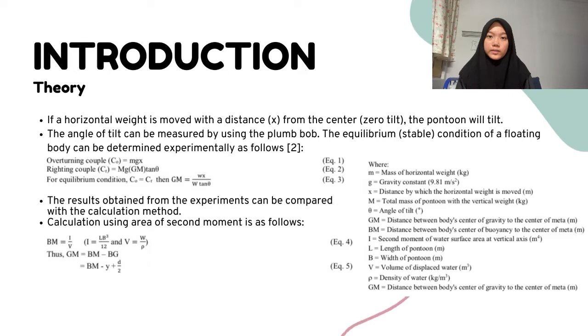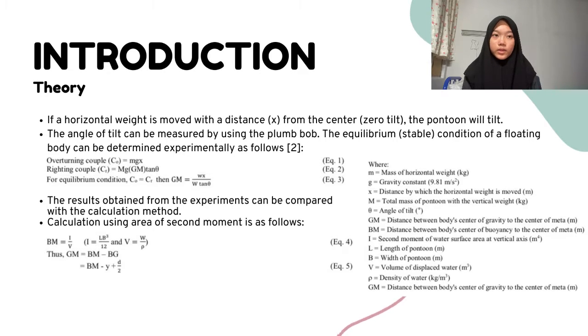We could also determine the equilibrium condition of a floating body experimentally using the equations and formulas below. In equation 1, we have C0, which is the overturning couple, equal to mgx. m stands for mass of the horizontal weight in kg, while g is the gravity constant, 9.81 meter per second square, and x represents the distance by which the horizontal weight is moved in meter.